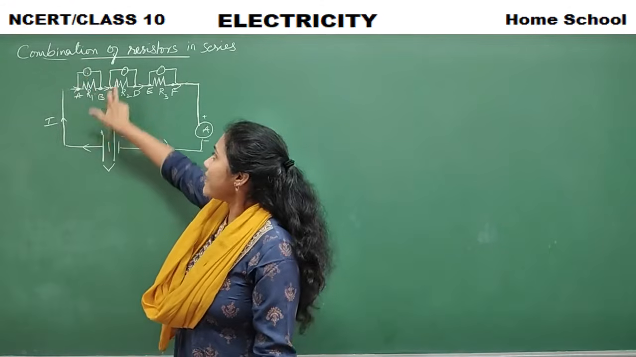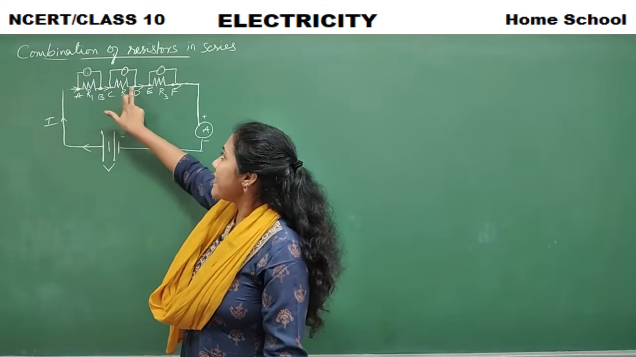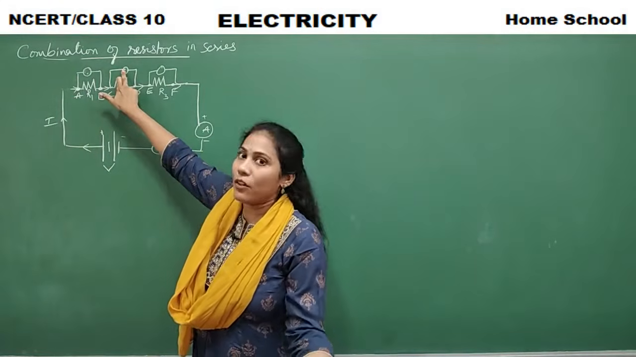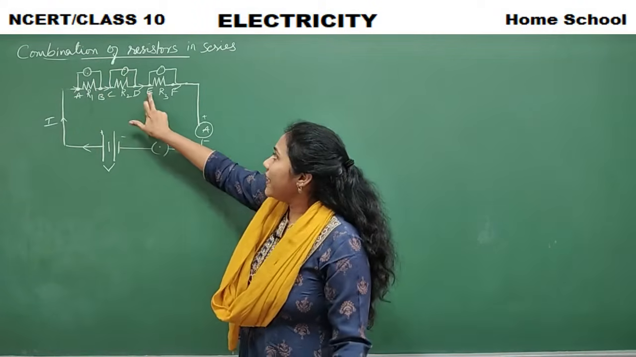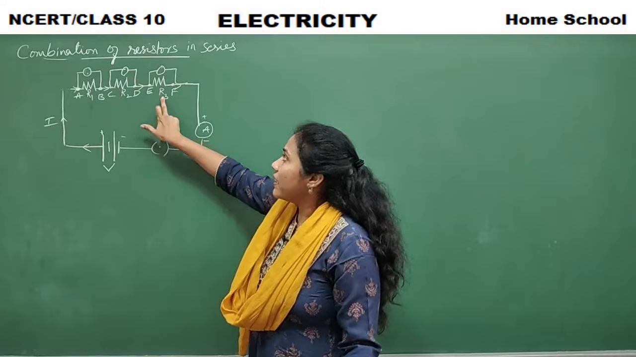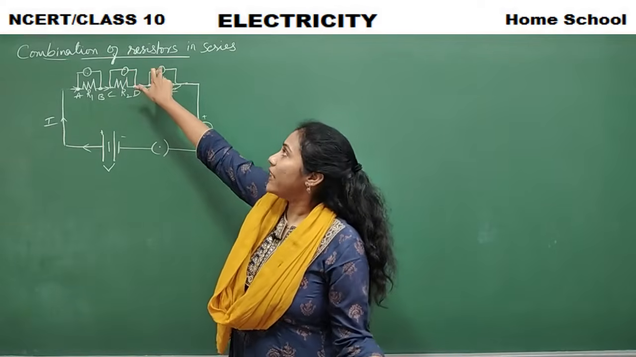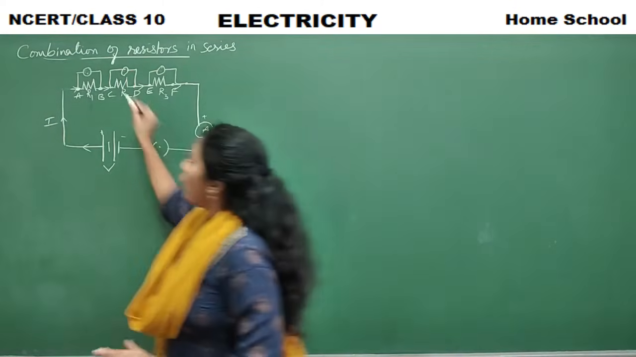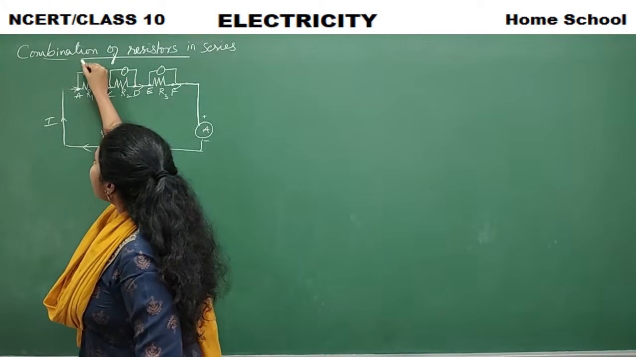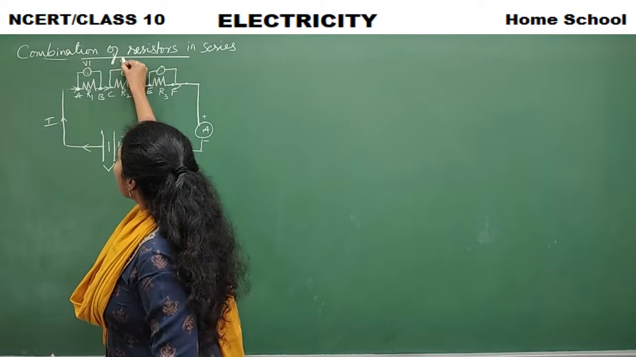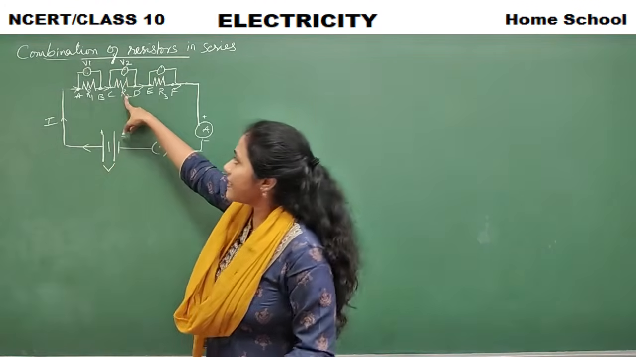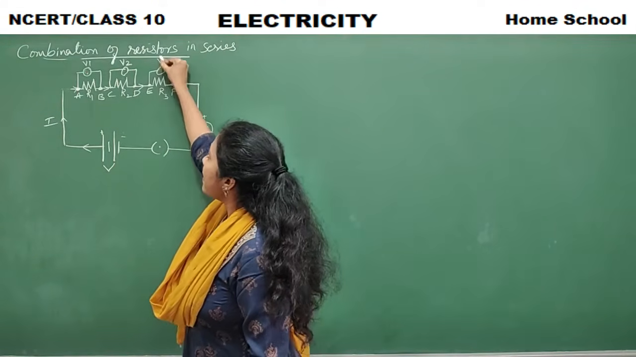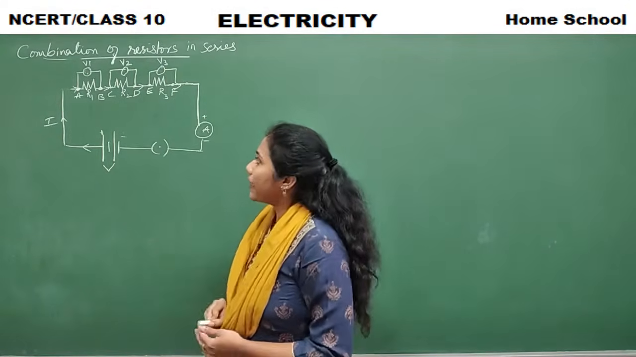In the same way, between points C and D you would observe a voltage, and to measure that you have a voltmeter. Similarly, E and F are the points of the third resistor. You would observe a certain voltage, and to measure that we have this voltmeter. Let the voltage of this resistor be V1, the voltage of the second resistor be V2, and the voltage of this resistor be V3.